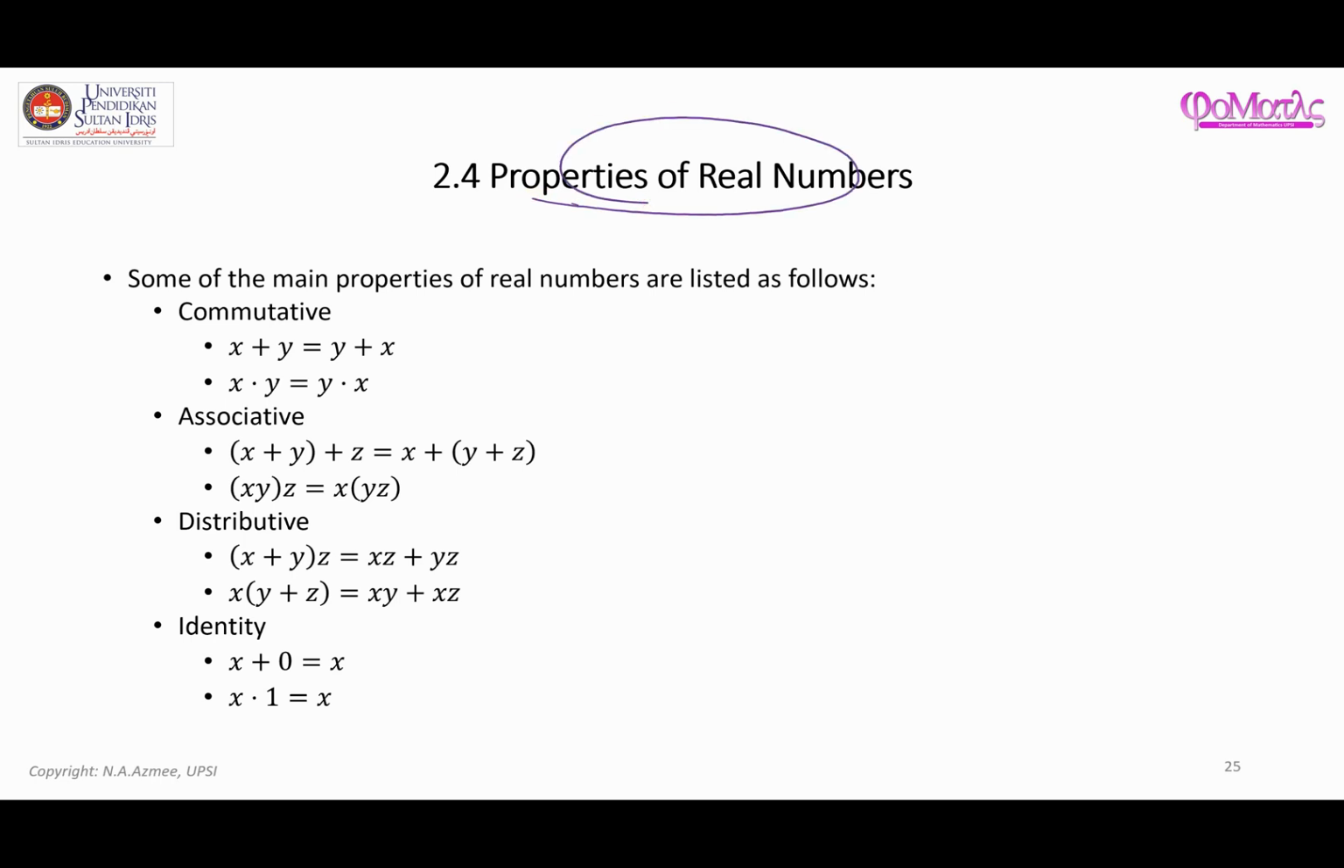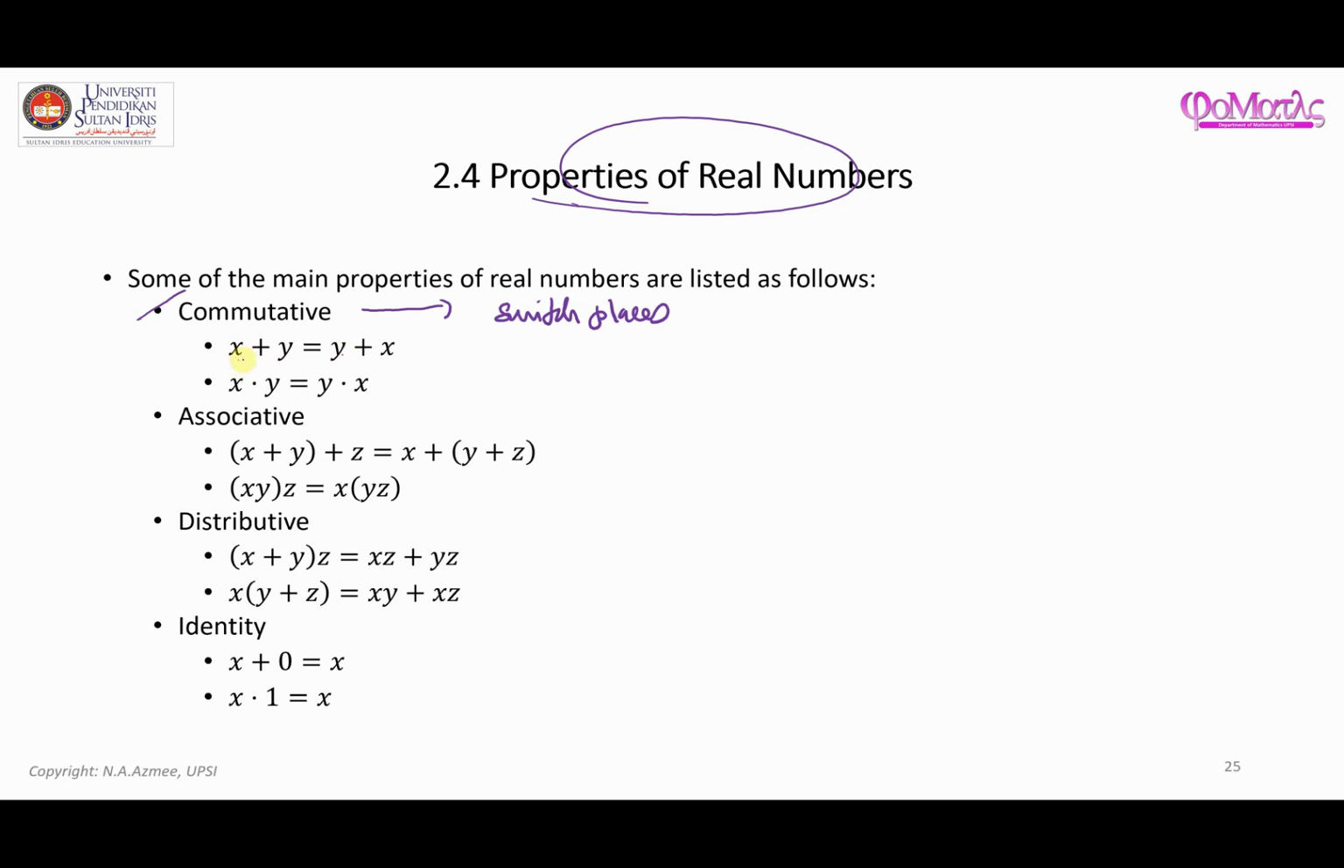In this video, I'm going to talk about some of the properties of real numbers. The first one is the idea of commutative. When you talk about commutative, the idea is that you can switch places of two real numbers, x and y. For example, the process of addition here is commutative. As you can see, the numbers here can be switched.